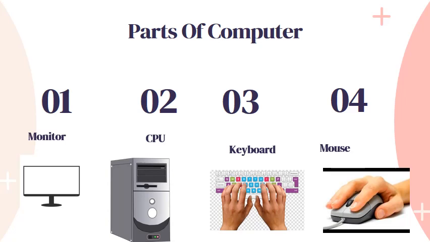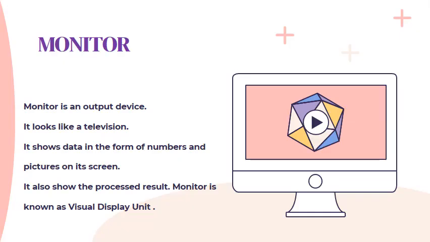So students, computer has four main parts that are monitor, CPU, keyboard, mouse. We will study one by one these four parts. So students, here we are with the first main part of computer. It is monitor. Monitor looks like a TV screen.